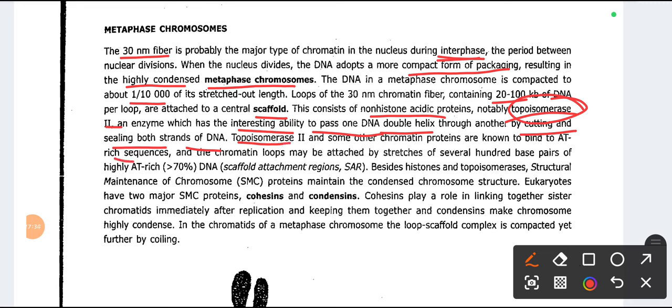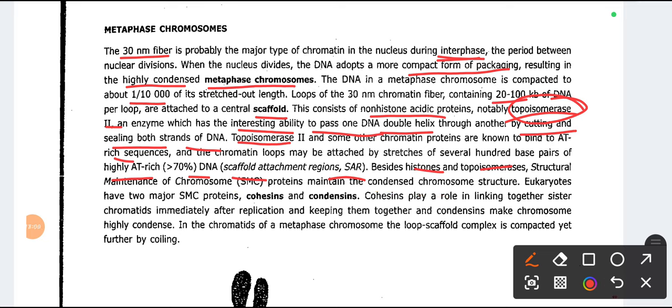Topoisomerase 2 and some other proteins are known to bind to AT rich sequences, and the chromatin loops may be attached by several hundred bases of highly AT rich DNA. These are the scaffold attachment regions, SAR. Besides histones and topoisomerase, there are structural maintenance of chromosome proteins, which maintain the condensed chromosome structure.